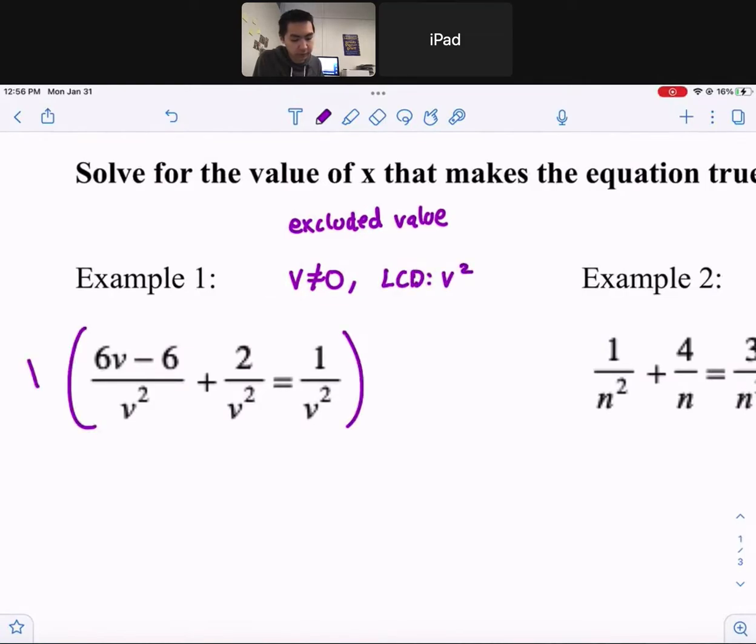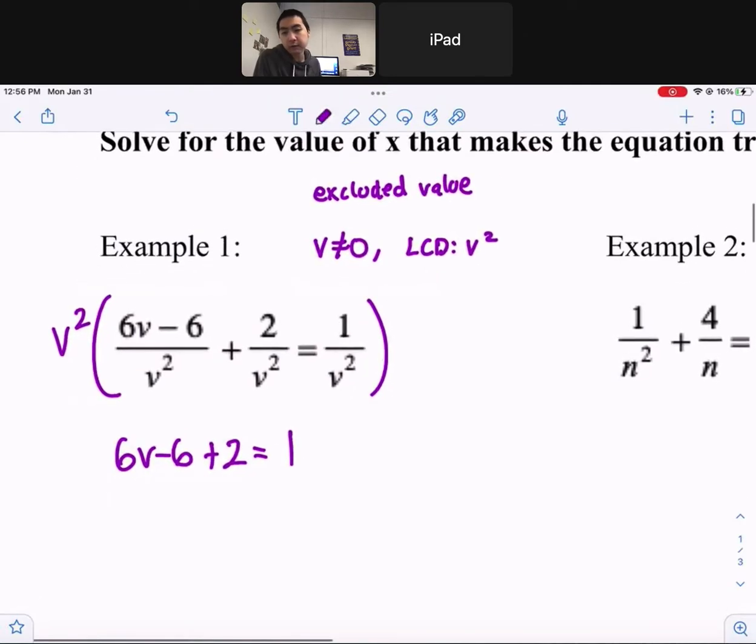Now we multiply everything by the LCD. The cool thing about multiplying by the LCD is that it gets rid of all the denominators. For example, if you multiply this times this, the v to the second will cancel, so all we're left with is the 6v minus 6. If you multiply this to this, the v to the second cancels, so all you're left with is just a 2. If you multiply this to this, the v to the second cancels, so all you're left with is just 1. And then from here, you just solve.